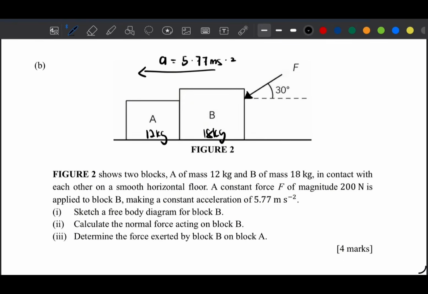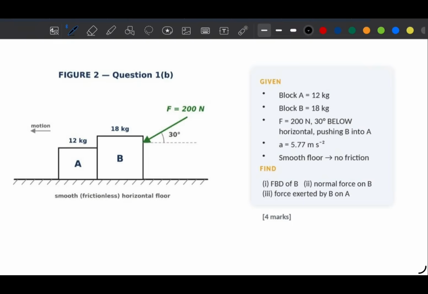So the question has asked us to sketch the free body diagram for block B, so only for this particular object, and calculate the normal force acting on block B, and also to determine the force exerted by block B on block A. Before we sketch the free body diagram, we are going to identify the forces acting on block B. Since the question only asks for B, I'm going to focus only on B.